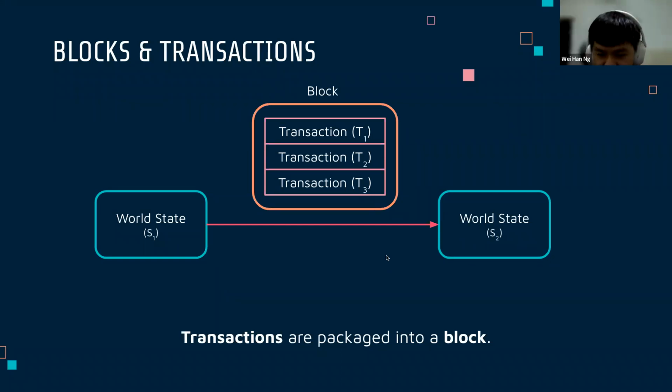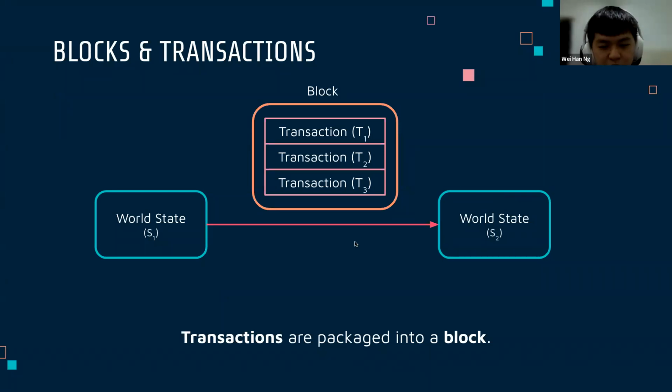A block here is nothing more than a package of transactions. It could be a lot of transactions in a block. So for the first world state to go to the second world state, it will run all the computation from these transactions. After running all of them, you have a finalized state, and this becomes the latest world state. So a block is just a package of transactions.